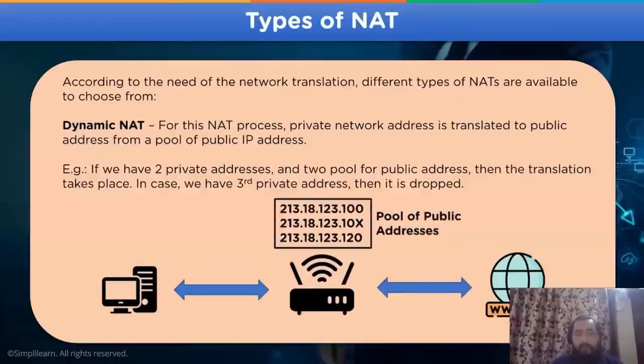This is the pool of public addresses available for this network, out of which we converted 192.168.32.10 to 213.18.123.100. Now let's move on to the last type of NAT available.